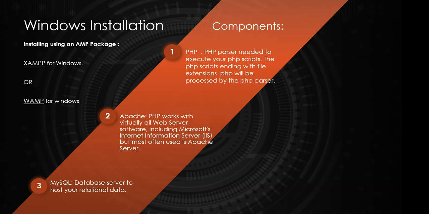There are three components that will be required to run your PHP application. That will be the PHP parser, then your Apache web server and your MySQL database. So the PHP parser is the engine that runs and compiles your PHP code, and your application is served over a web server, over a URL. So the Apache web server will be serving your applications from your local system.